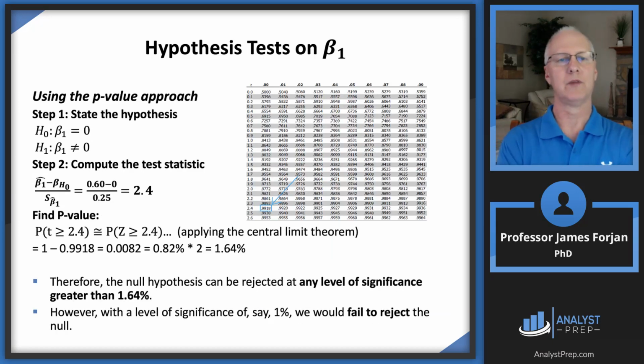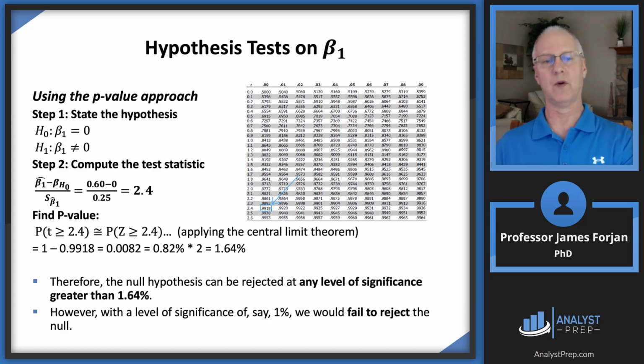How about if we use the p-value approach? We're going to do the same couple of first steps: state the hypotheses, compute the test statistic, and then, to take a shortcut here, apply the central limit theorem, which says that most distributions approach a normal distribution. And the t with 28, we're going to do a little bit of rounding here, but that's not going to matter. And so we're looking for the probability that a z is going to be greater than 2.4.